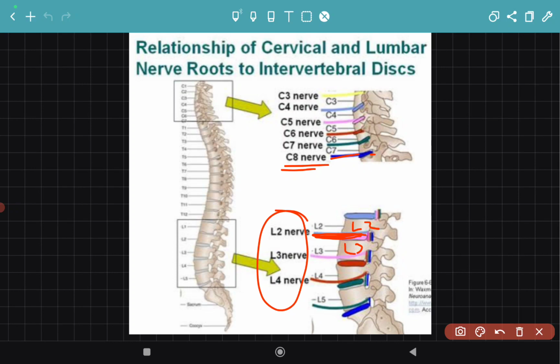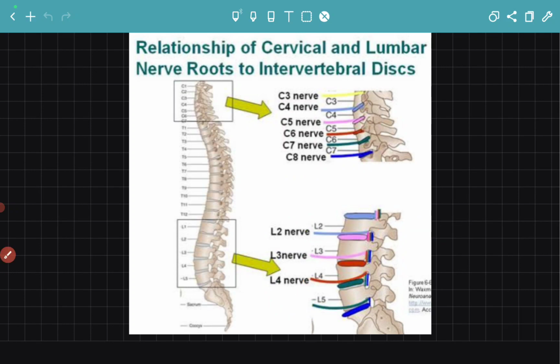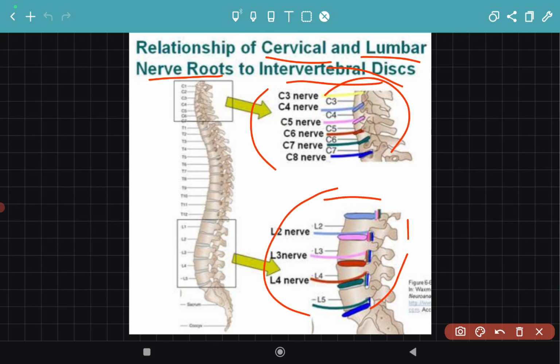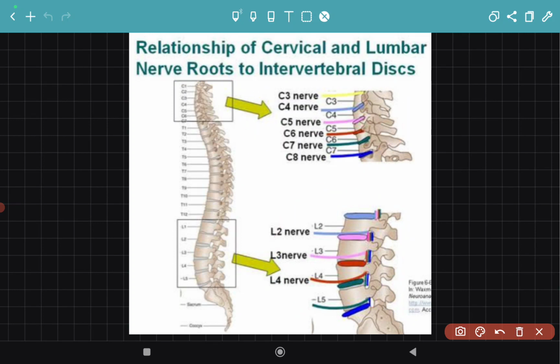L3 also we can see it is exiting below. Similarly for L4, L5 can be appreciated in this diagram very clearly. So this was the relationship of the cervical and lumbar nerve roots, as can be seen in this diagram, to the intervertebral disc.